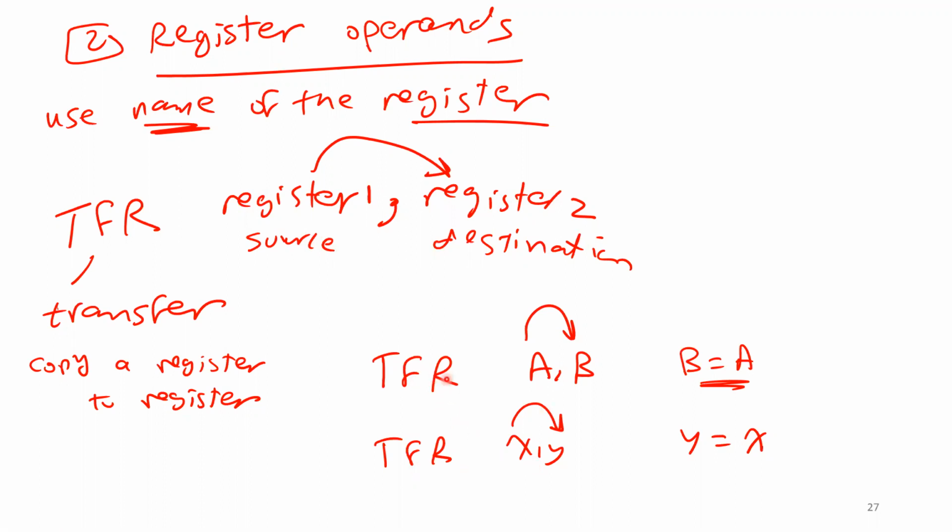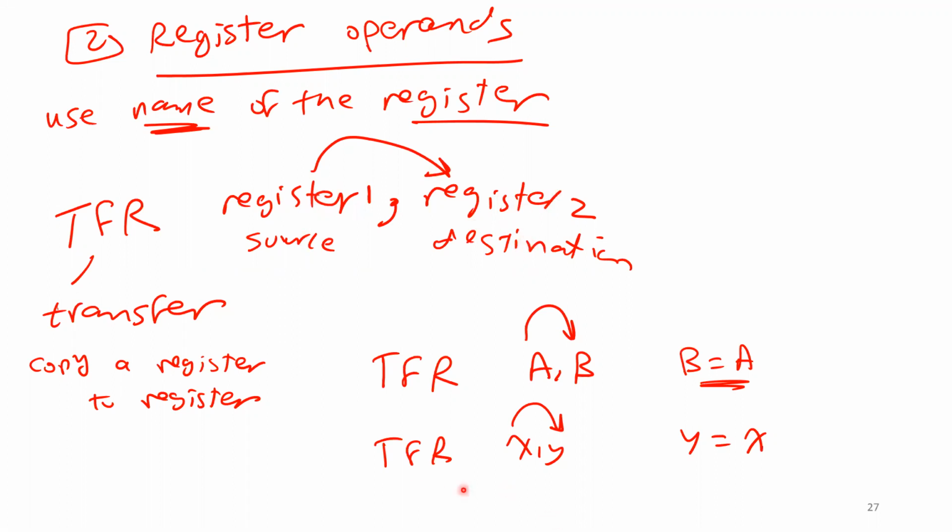If I say transfer A comma B, what is this instruction going to do? This instruction is going to copy register A to B, right? So that means B equals A. Always, don't be confused, always the source. Here we write the source first, and then we write the destination next. Maybe in other assembly languages they do the opposite, but for our assembly language we write the source first and then the destination next for all instructions.